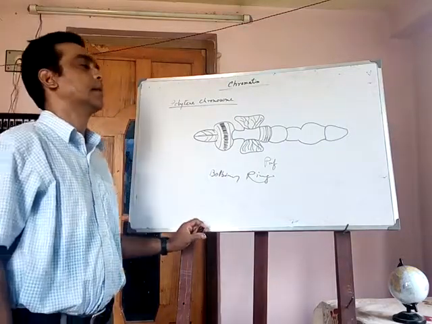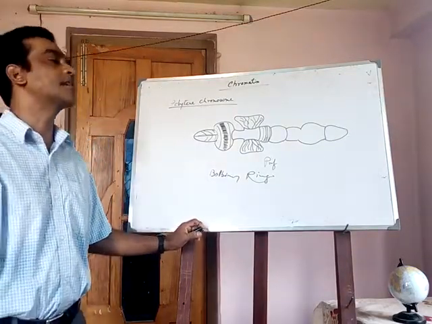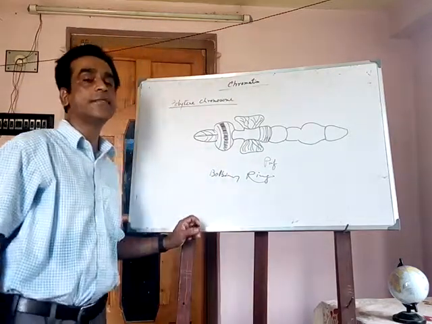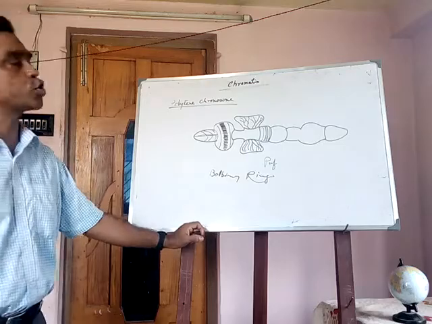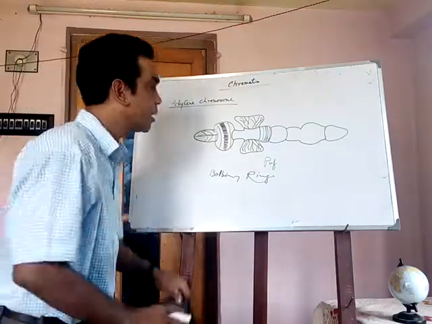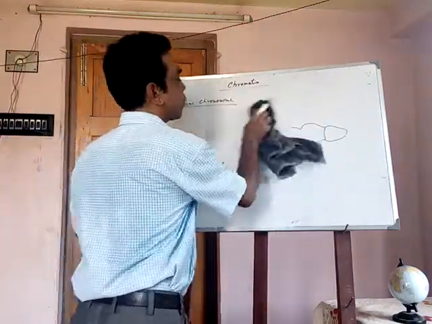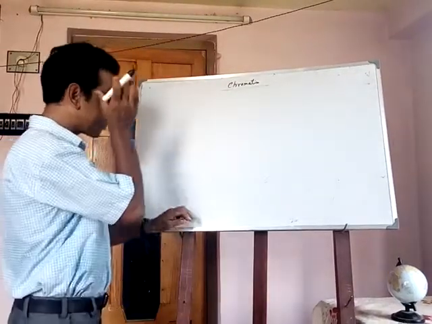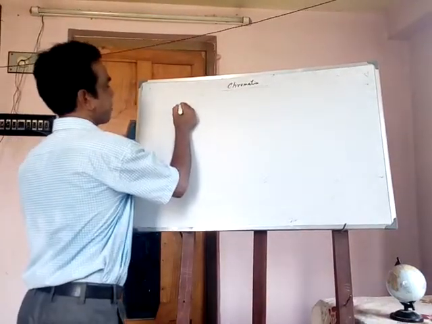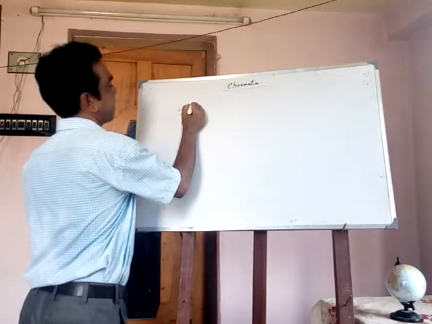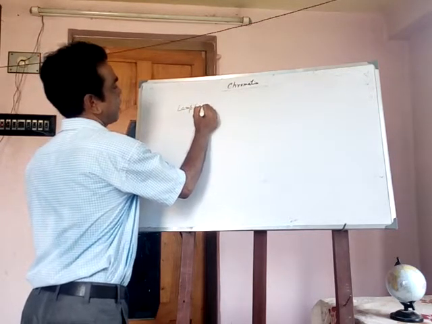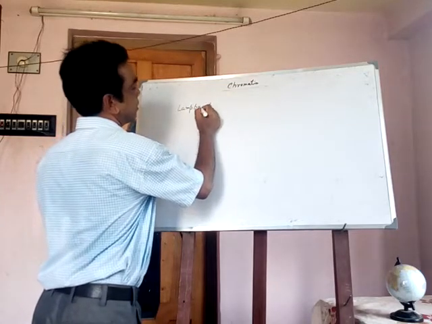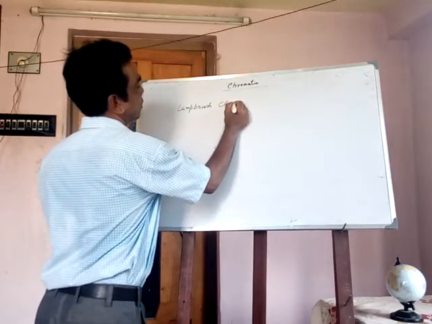It is found in the salivary gland chromosomes of the larva of diptera order insects, that is Drosophila melanogaster. Now another giant chromosome I draw here, that is the lampbrush chromosome.